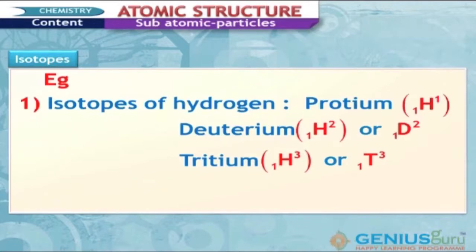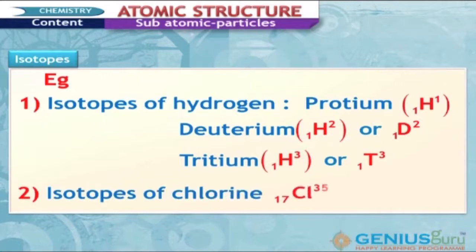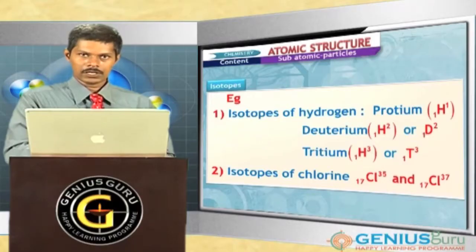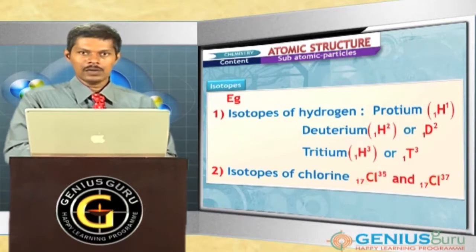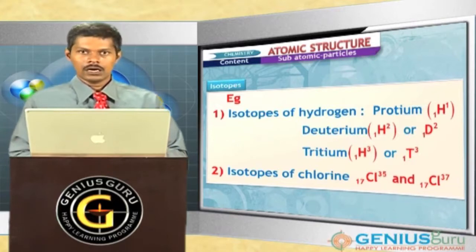And now coming to another example, that is chlorine. The isotopes of chlorine are 17Cl35 and 17Cl37. Dear students, you remember that at the bottom we represent one number and at the top we represent another number. Here the bottom number indicates the atomic number, the middle one is the symbol of the element or atom, whereas the top represents the mass number of the particular isotope. So this is the specific notation for any isotope.